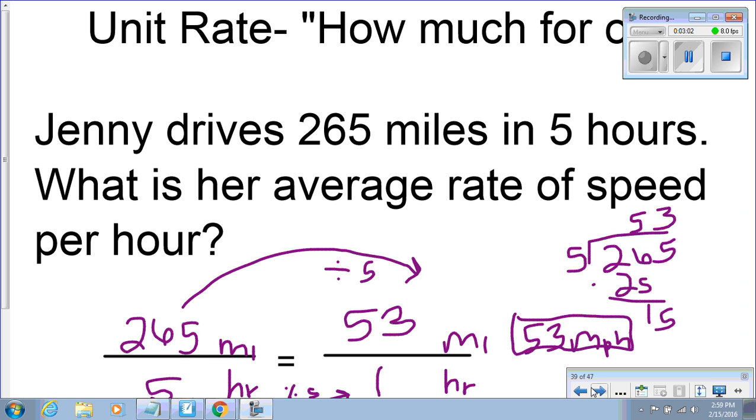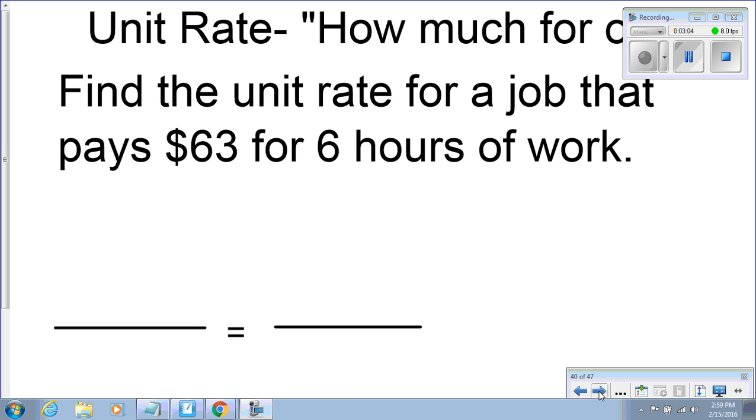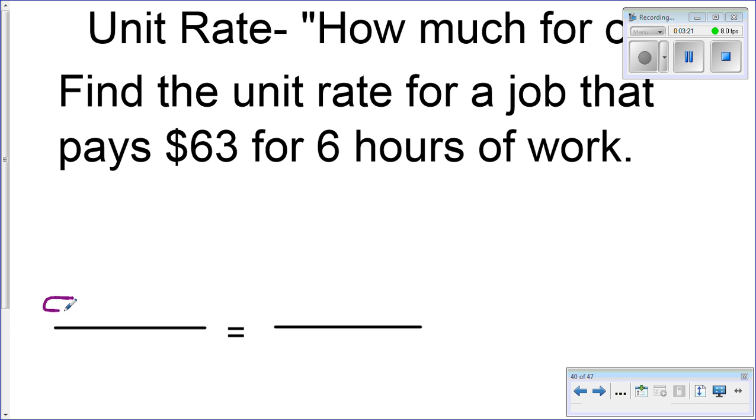All right, let's take a look at another example. Find the unit rate for a job that pays $63 for 6 hours of work. So the unit rate is asking how much for one. In this case, how much for 1 hour of work. So the two things I'm comparing is cost and hours. So cost per hour is my rate. So those are the two things that I want to compare.